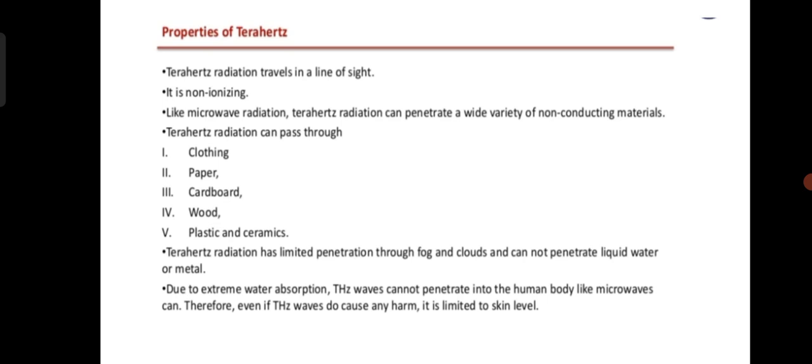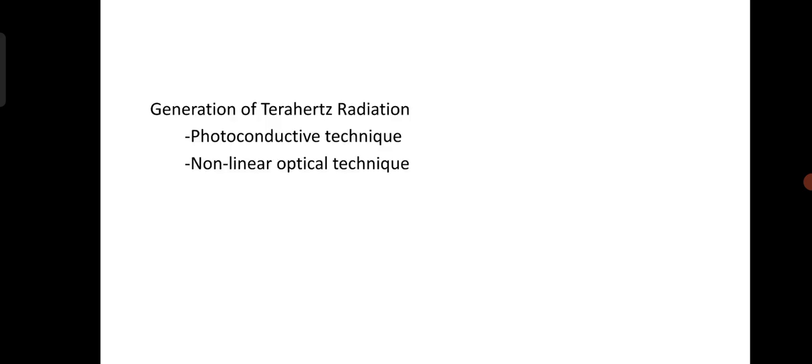So it can pass through cloth or paper covering some material, but it cannot pass through fog, clouds, and water. As our body contains water, it cannot pass through our body. It can reach up to our skin, so we may get some skin problems. Now you can see the generation of terahertz radiation by two methods: the photoconductive technique and the nonlinear optic technique.